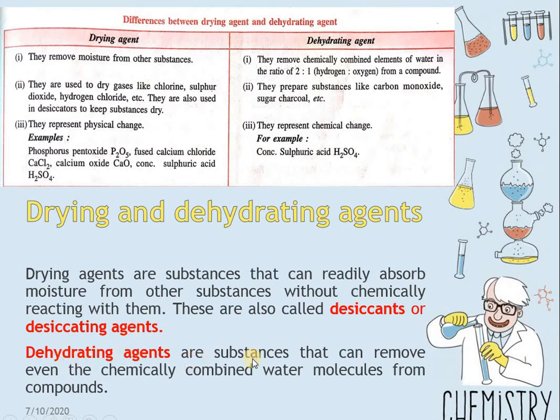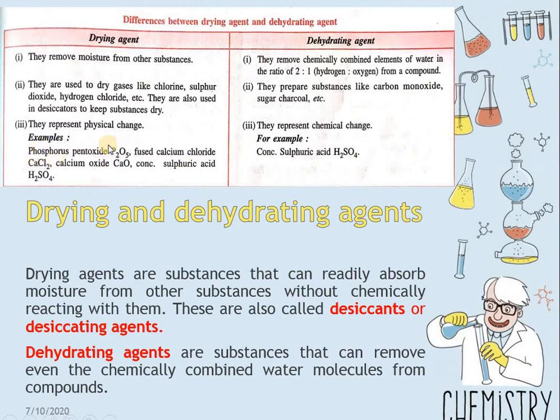Whereas dehydrating agents are the substances which can remove even the chemically combined water molecules from compounds. So if you see the differences, you will find that a dehydrating agent removes chemically combined elements of water in the ratio of 2:1 from a compound. This is the ratio of hydrogen and oxygen in water. Now drying agents are used to prepare dry gases like chlorine, sulfur dioxide, hydrogen chloride. They are also used in a desiccator. Whereas dehydrating agents prepare substances like carbon monoxide, sugar charcoal, etc. Drying agent represents physical change, dehydrating agent represents chemical change.